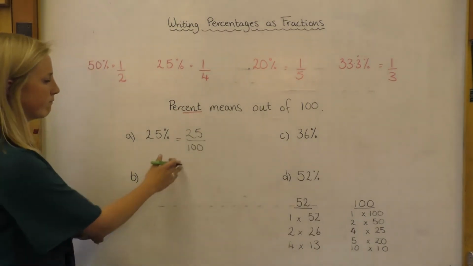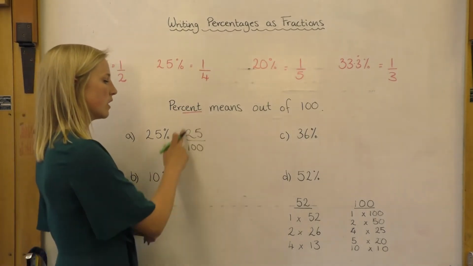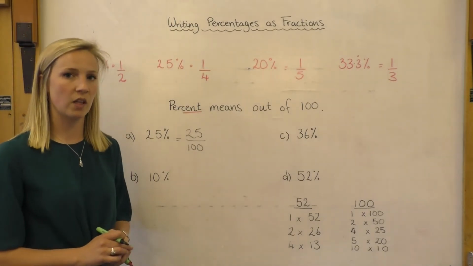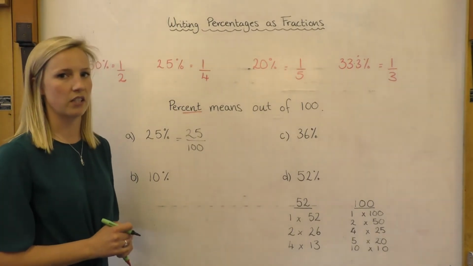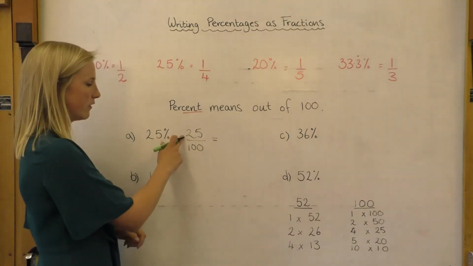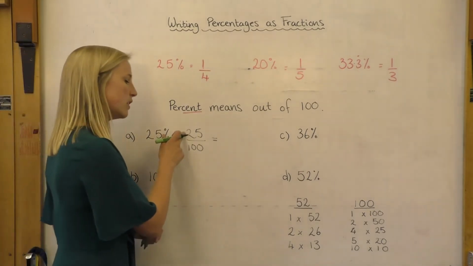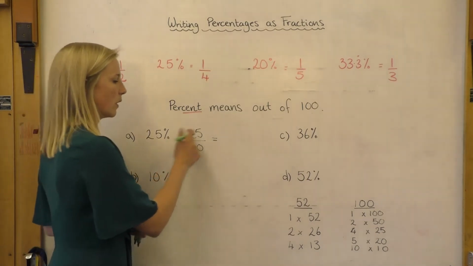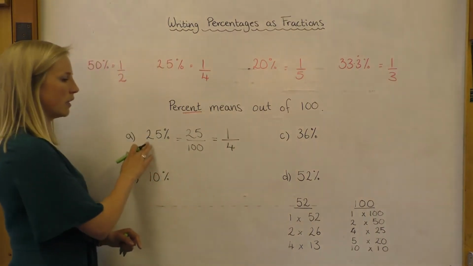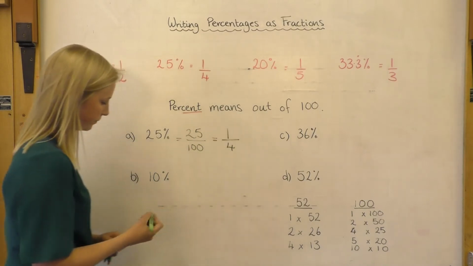Now, that's fine, but it's not a quarter. Now, why it's not a quarter is because this fraction has not yet been simplified. So if we're not happy with simplifying fractions, we should go back and watch the simplifying fractions lesson. However, if we are, we're thinking about what number fits into both 25 and 100. Well, I know that 25 fits into both 25 and 100. It fits into 25 once, and it fits into 100 4 times. So 25% is equal to 25 over 100, which is equal to a quarter.